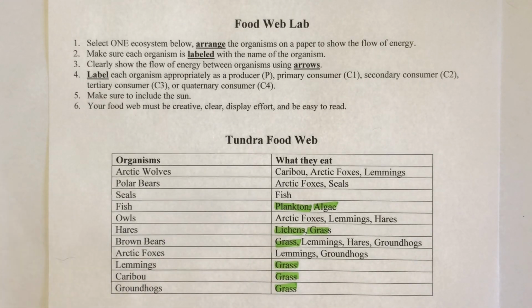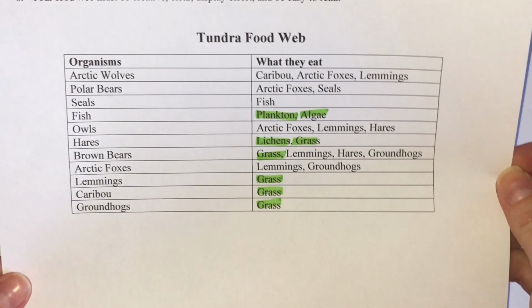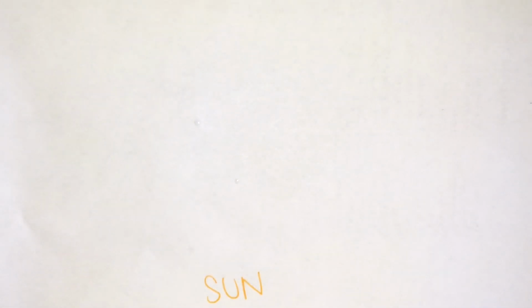So, now that I'm done with that, I'm going to move on to my next sheet of paper. My first step of drawing my food web, I'm going to write the sun at the very bottom. The sun is where all the energy on Earth comes from, which means that's where all of the producers get their energy. So I put the sun on the bottom. Next, I'm going to take all of the producers that I identified here, and I'm going to write them in a row along the bottom.